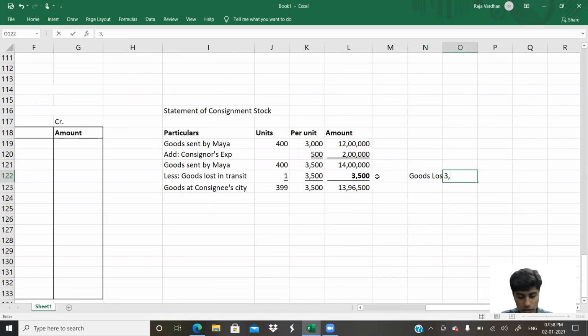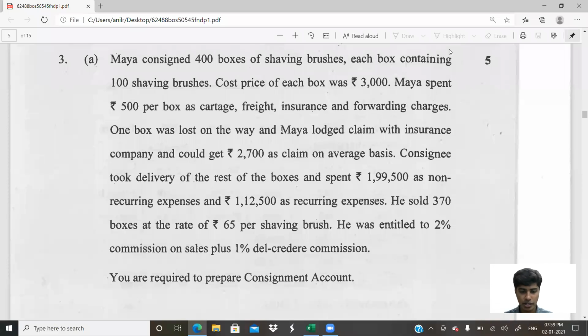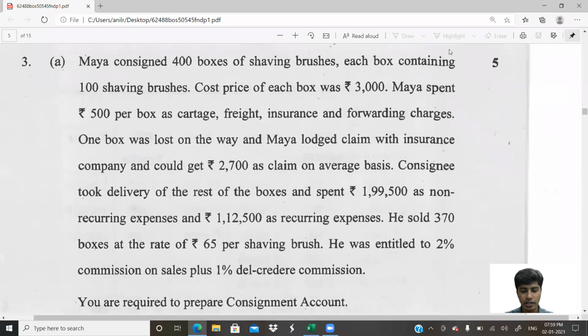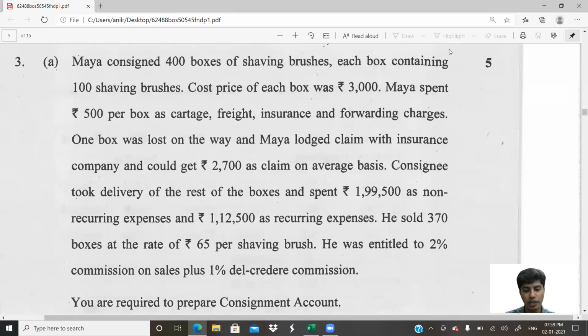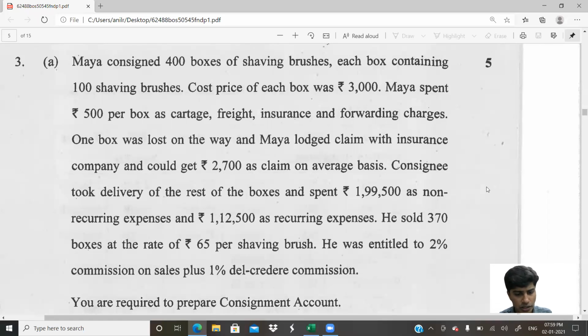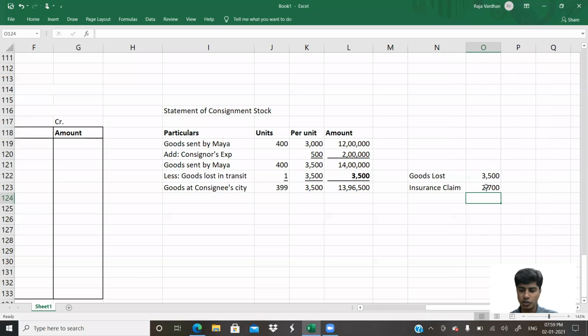How much? 3,500. How much is the insurance claim against this? They have given it to us in the question. How much is the insurance claim? Read it. The insurance claim is given right in the middle of the question. 2,700. You get that? Company, 1, 2, 3, 4, fifth line. 2,700 as claim. So 2,700 rupees is received as claim. Is it received or yet to be received? The company could get, okay, 2,700 insurance claim received.